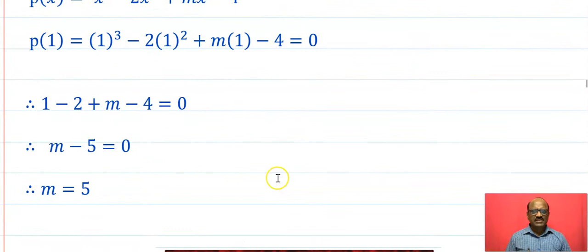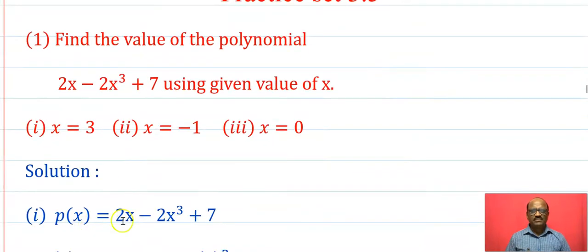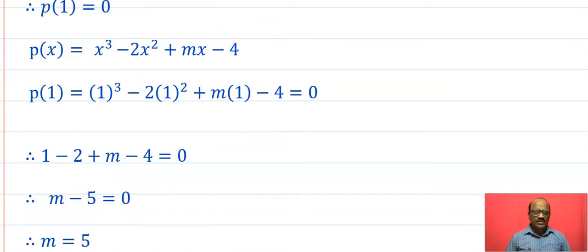Now we'll see the practice set 3.5. That is in overall what we do in the remainder theorem. In the remainder theorem, we find the value of the polynomial. And what about the factor theorem? That is, we check whether the divisor is a factor or not. If the value of that polynomial is 0, then the divisor is a factor of that polynomial. This we learn from all these solved examples.